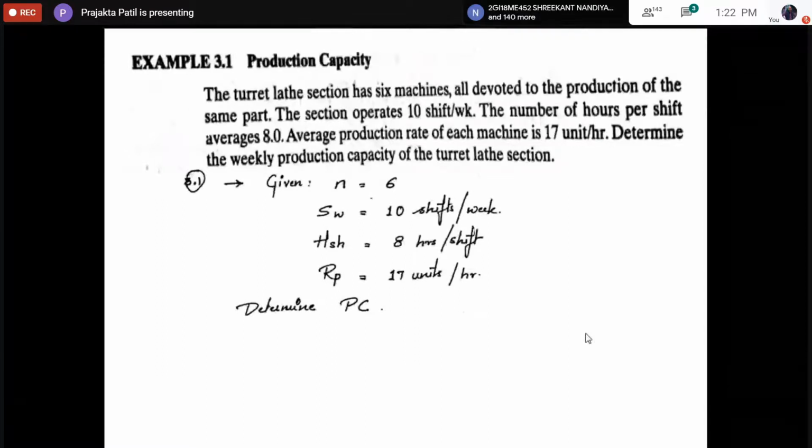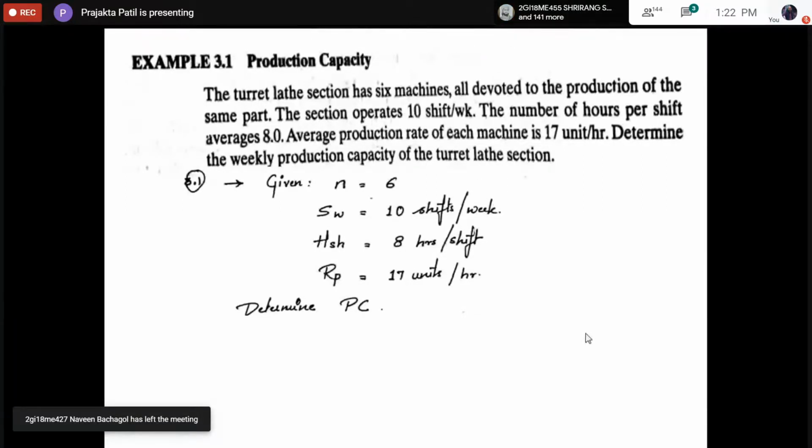Do we have roll number 225 present? Roll number 225. Pawan is not present, 225.